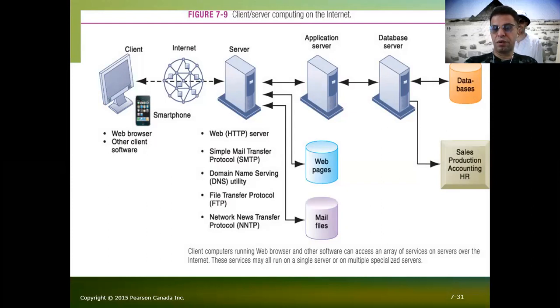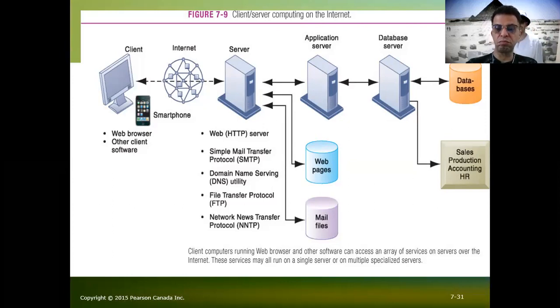Now, client-server computing on the internet. Let's assume you have a web browser and other clients, or you are using a smartphone. And then you have what you call the internet. Through the internet or intranet, you have a different server setup: one server is for applications, another for the database, another for the web, and you have a database backend system, and the web pages and mail files, each one separated in a certain server or storage.